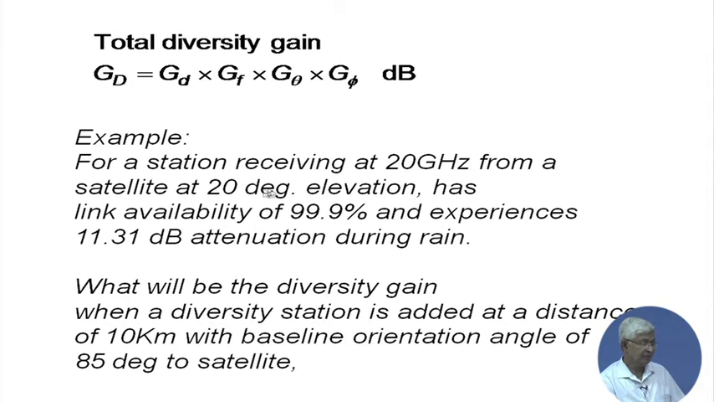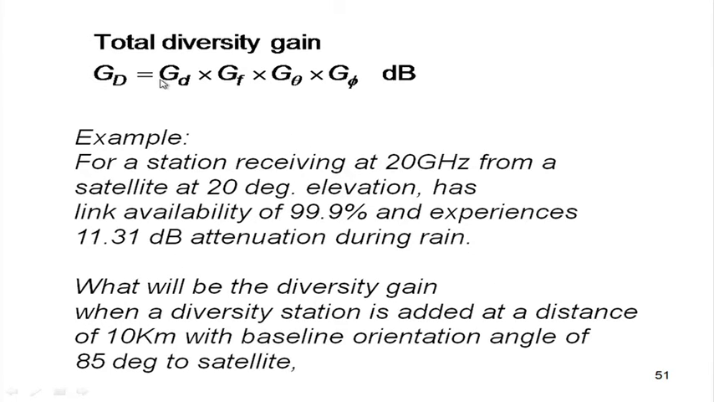The reason for showing you this example is to get familiar with some numbers, how much advantage we get. You can see this is a Ka band operation, 20 gigahertz, with a diversity distance of 10 kilometers. Availability is 99.9, and at 20 gigahertz for a particular rain rate you get 11.31 dB attenuation. So what will be the total diversity gain?